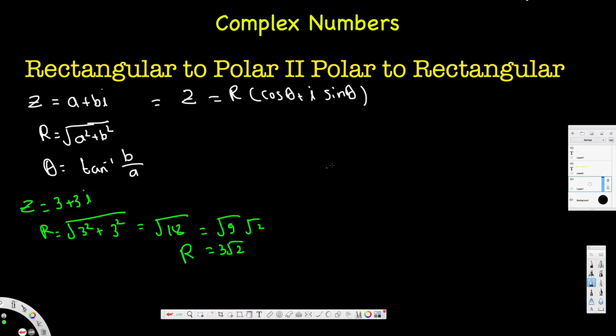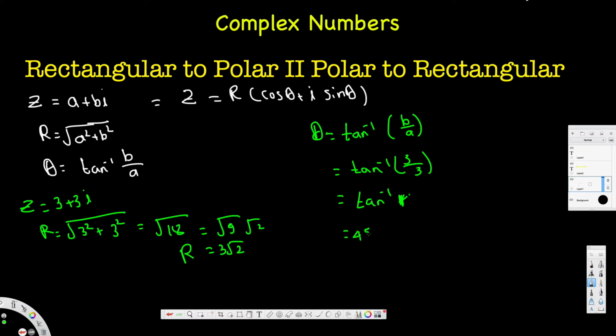This is our r. Now we have to find theta, and as I mentioned, to find theta we use this formula: theta is equal to tan inverse of b over a. In our case b is 3 and a is also 3, so tan inverse of 3 over 3, and we get tan inverse 1, and that is 45 degrees.